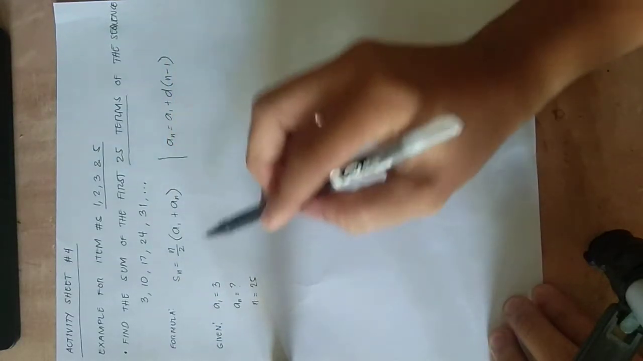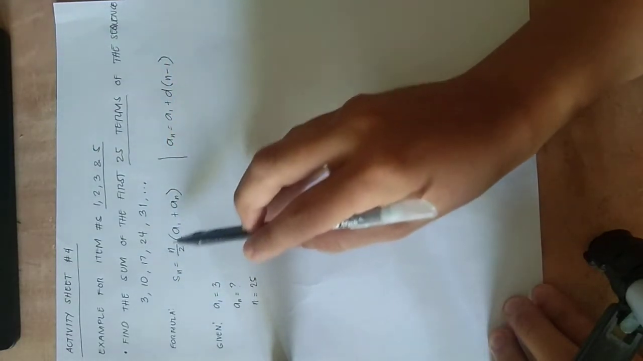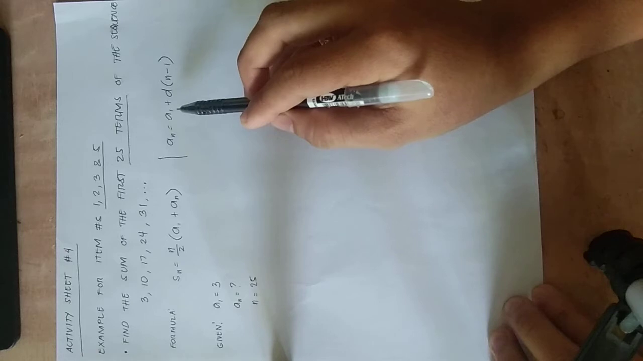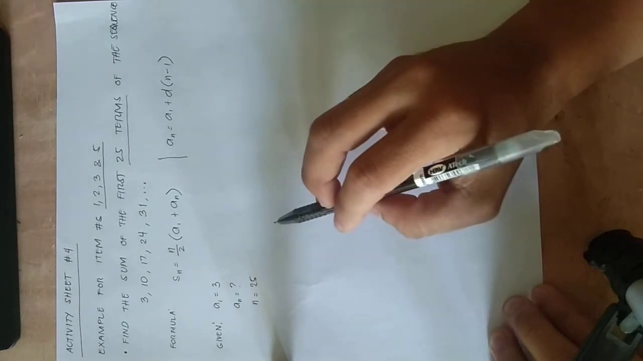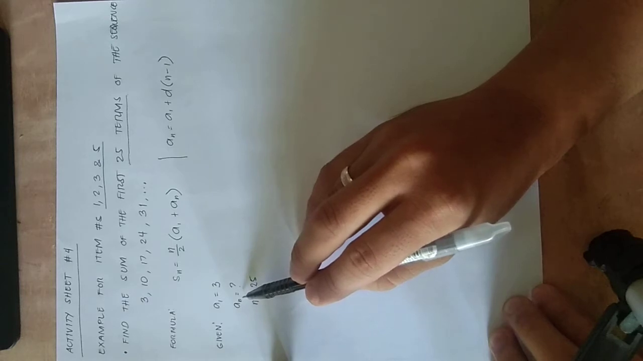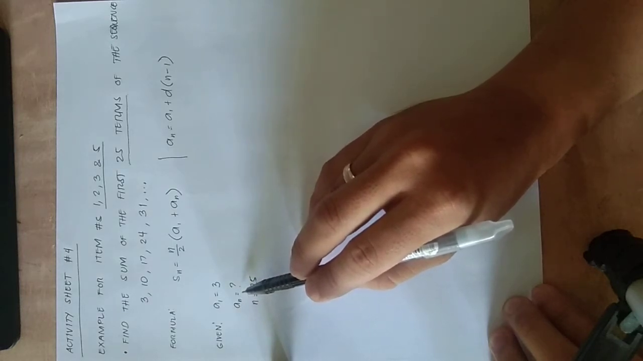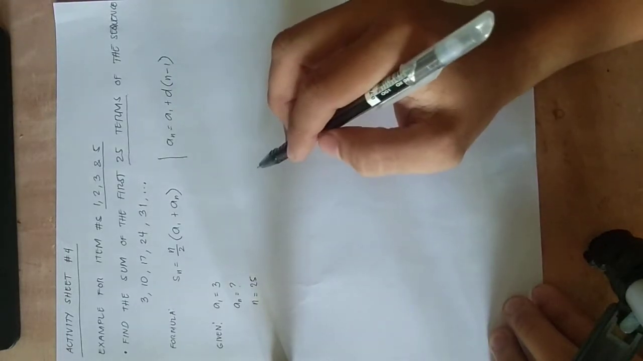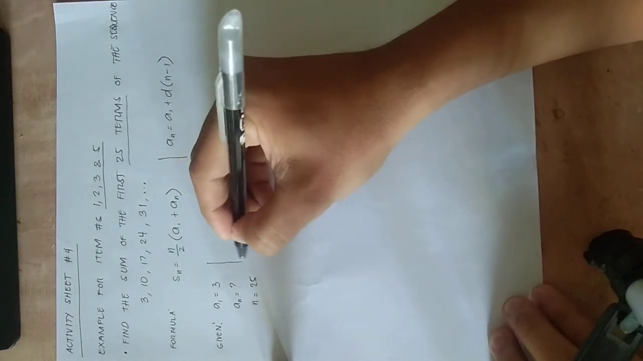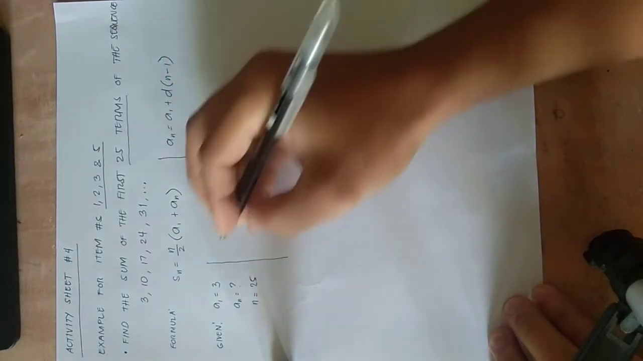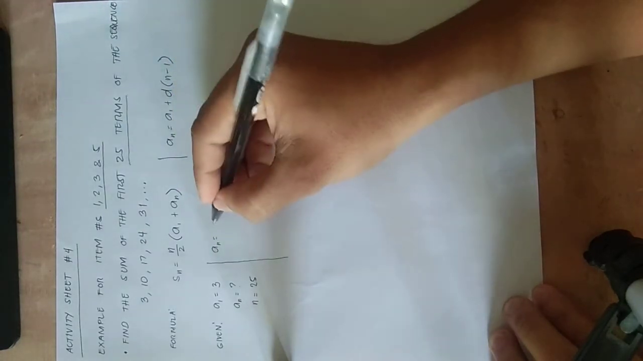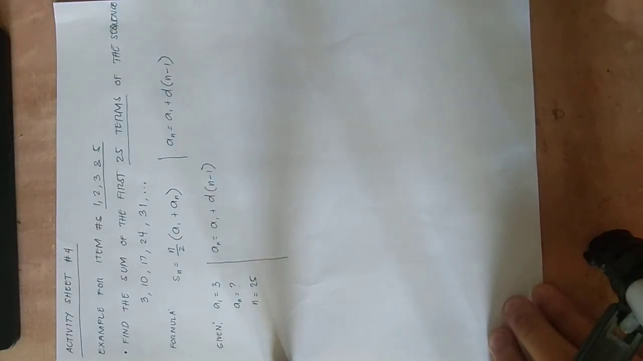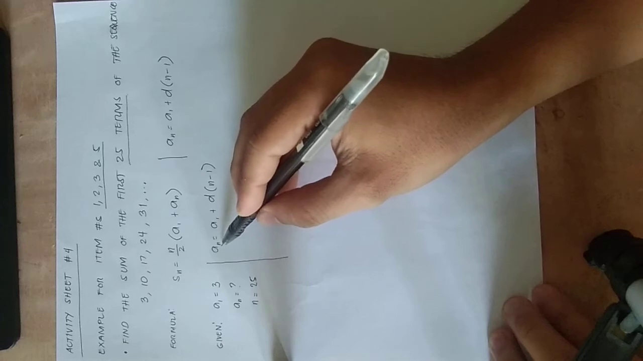Now, as I said earlier, if one of these variables is missing, then we will go back to the arithmetic sequence formula just to find the value of that missing variable, which in this case is the a sub n. So we are going to make use of this formula first just to find the value of a sub n. We have a sub n equals a sub 1 plus d times n minus 1. Again, we are looking for the a sub n.